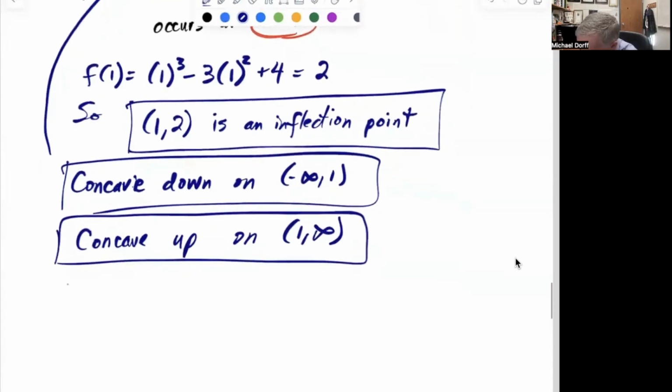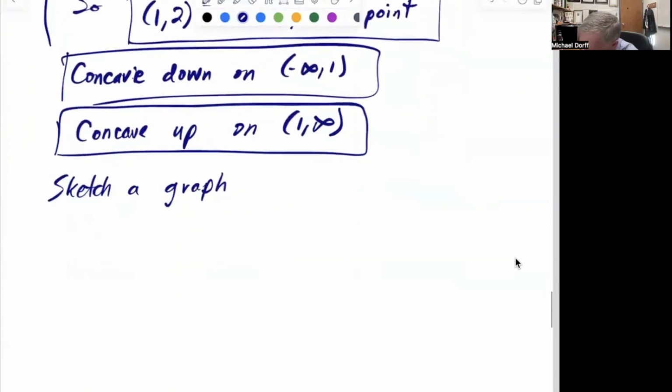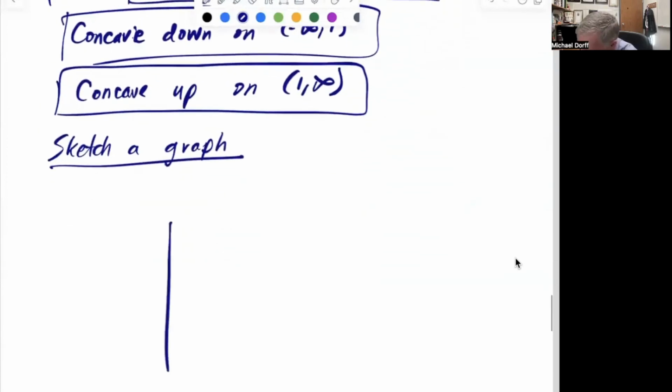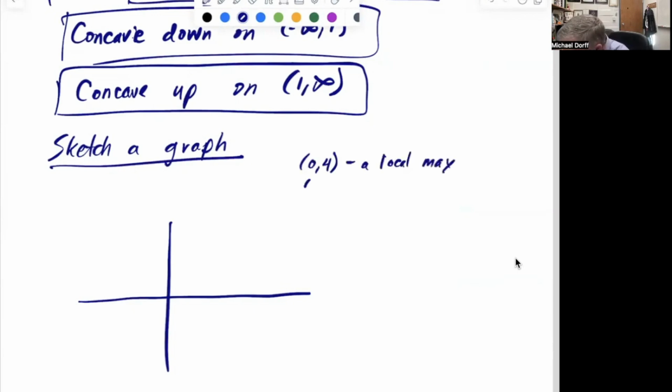And the last thing is we could sketch a graph of this. And how would I do that? Well, I'm going to use the ideas that we have here. We know that (0, 4) is a local max, and (2, 0) was a local min. So 1, 2, 3, 4 on the y-axis, put up a point there, and 1, 2, 3, 4, 5, here's my x-axis. I had a local min at (2, 0).